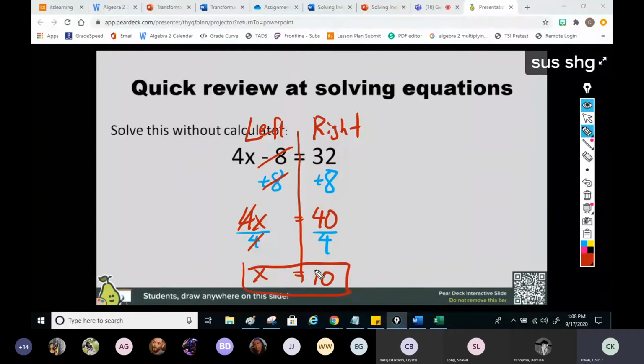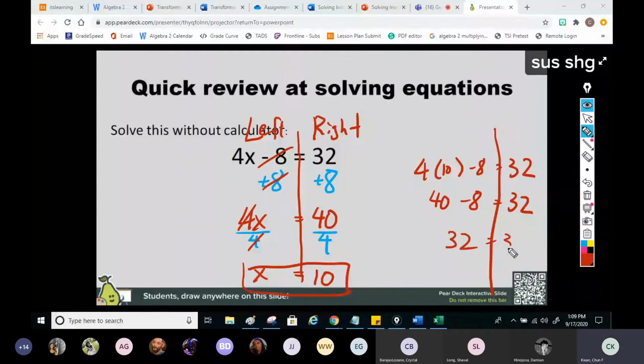And if you want to check your answer, put the 10 back in. You have 4 times 10 minus 8 equals 32. Make sure they are equal at every single step, okay? 4 times 10 is 40. And then solve the left side. 40 minus 8 is 32 equals 32. So it is correct, okay?